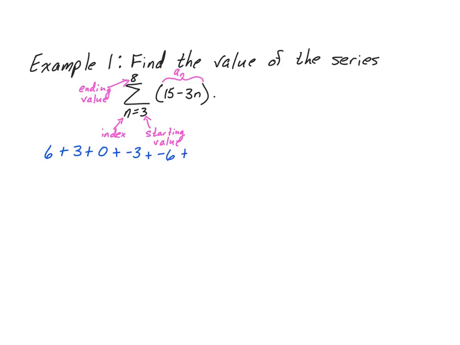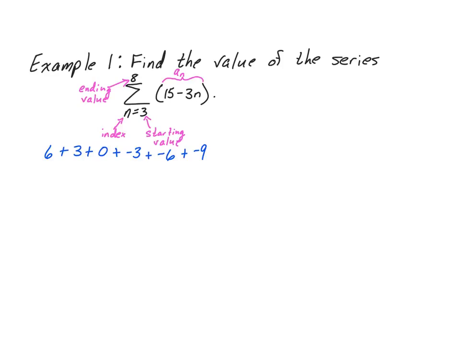And then we plug in 8, which is going to give us negative 9. So what we have done is we plugged in 3, 4, 5, 6, 7, and then 8 was the last number that we plug into this formula right here. So what this does is it gives us each term. A sub 1 is 6, a sub 2 is 3, a sub 3 is 0, a sub 4 is negative 3, and so on. So now you actually find the sum by adding these things together.